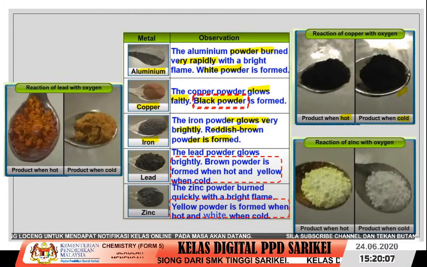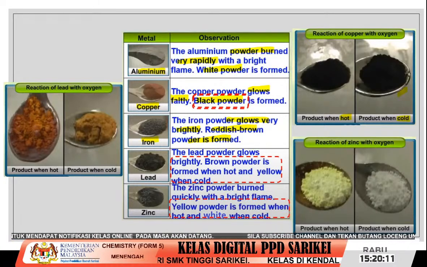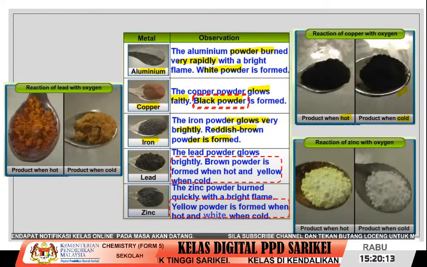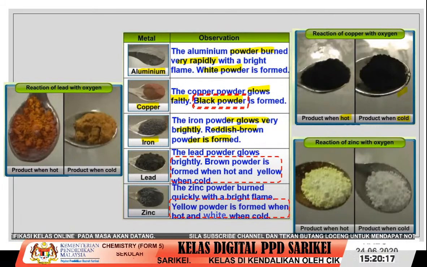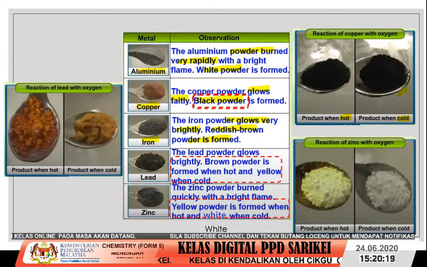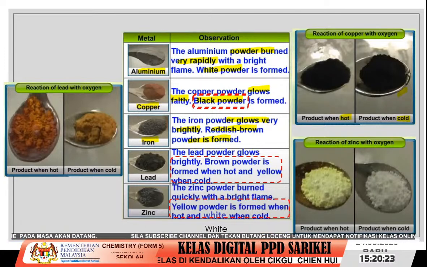Please remember that lead(II) oxide and zinc oxide are two thermochromic metal oxides that are very popular in your exam questions. So you need to memorize the color of these two thermochromic metal oxides.